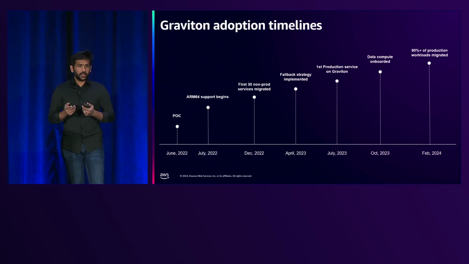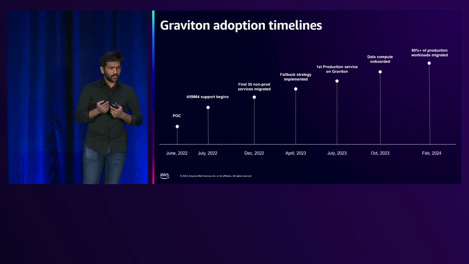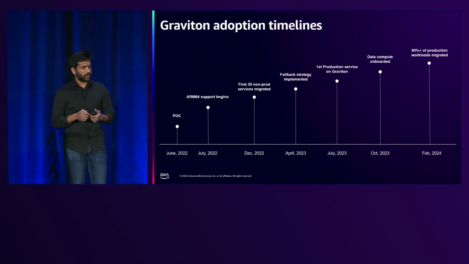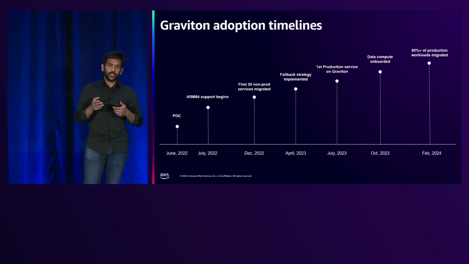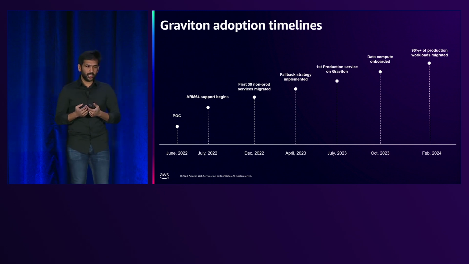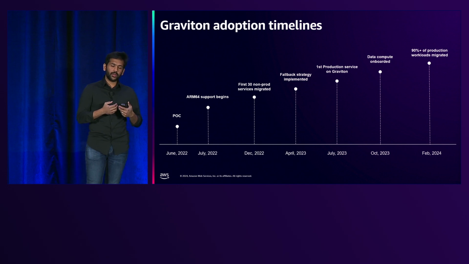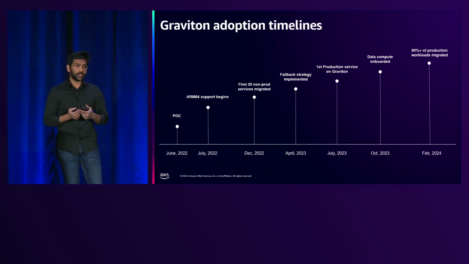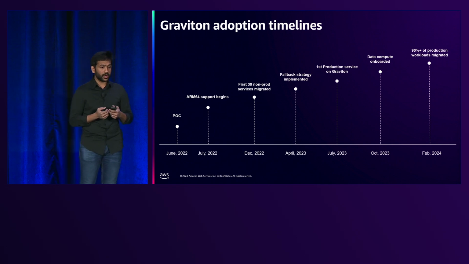On a very high level, our journey to Graviton started in June of 2022. This is right around the time when Graviton 3 became very popular. We started with a simple POC to really understand if it benefits Robinhood to move to Graviton. And after that, we never looked back. We went on to migrate 90% plus of our production workloads to Graviton, roughly in the time frame of 18 to 20 months.